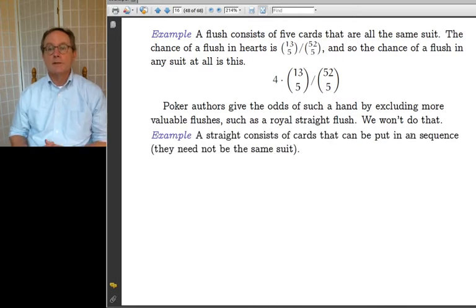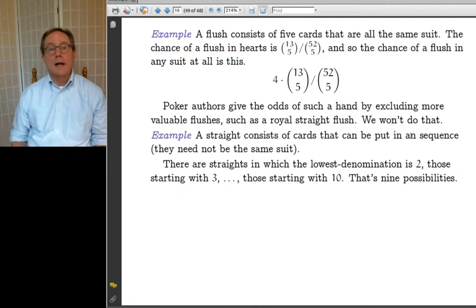Now a straight consists of cards that can be put in a sequence. So for example, a 4 and a 5 and a 6 and a 7 and an 8 would be a straight. They don't all have to be the same suit. It could be 4 of hearts, 5 of clubs, 6 of hearts, 7 of diamonds, and 8 of clubs. That would be a perfectly fine straight.